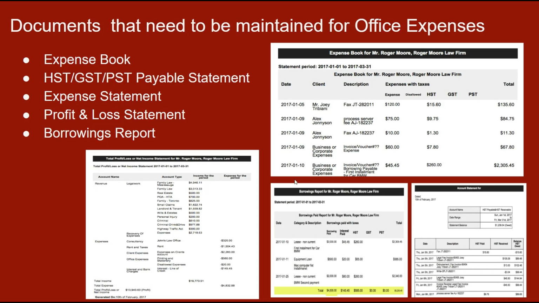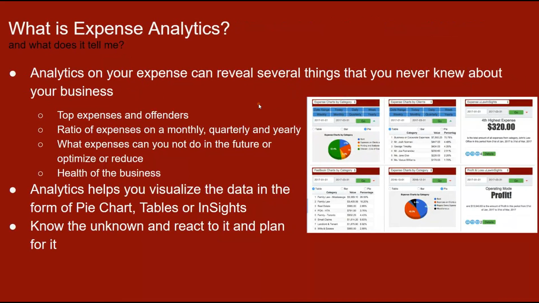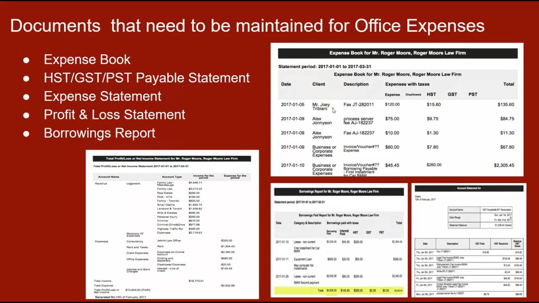Okay? So you can draw your attention to this particular expense book. You could see, let me quickly annotate. You can see here when there's a client name associated with this expense, it's a fax for this particular Joey Tribbiani matter for $135, including tax. Whereas then you have an office expense for a purchase of your BMW car, right? So you being able to capture various different pieces of information is very critical.